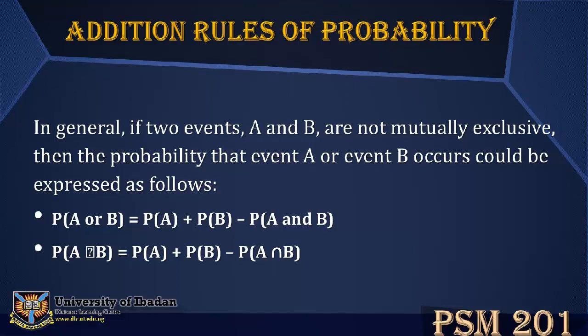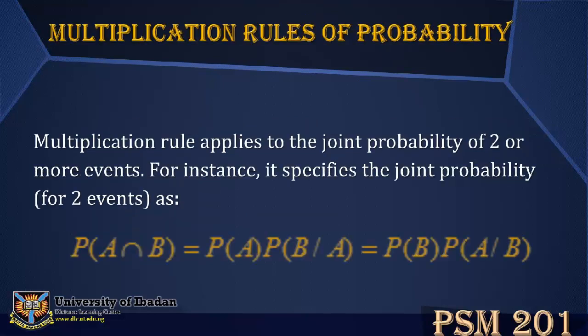In general, if two events A and B are not mutually exclusive, then the probability that event A or event B occurs could be expressed as follows. P(A or B) equals P(A) plus P(B) minus P(A and B). P(A union B) equals P(A) plus P(B) minus P(A intersect B). Multiplication rules of probabilities.